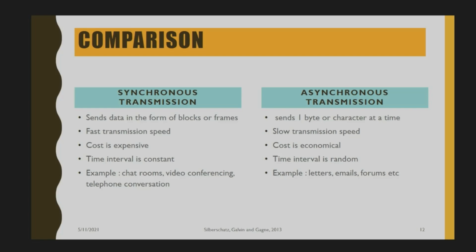The time interval is constant in synchronous transmission, while in asynchronous transmission the time interval is random. Examples of synchronous transmission are chat rooms, video conferencing, and telephone conversation. Examples of asynchronous transmission are letters, email, and forms. So those are the differences between synchronous and asynchronous transmission.